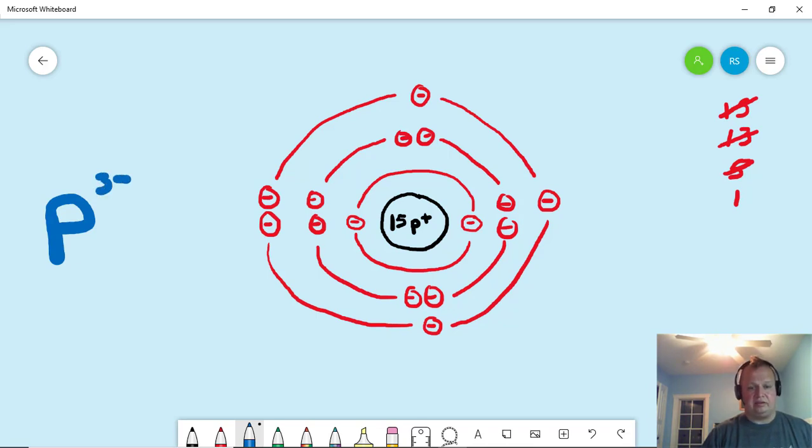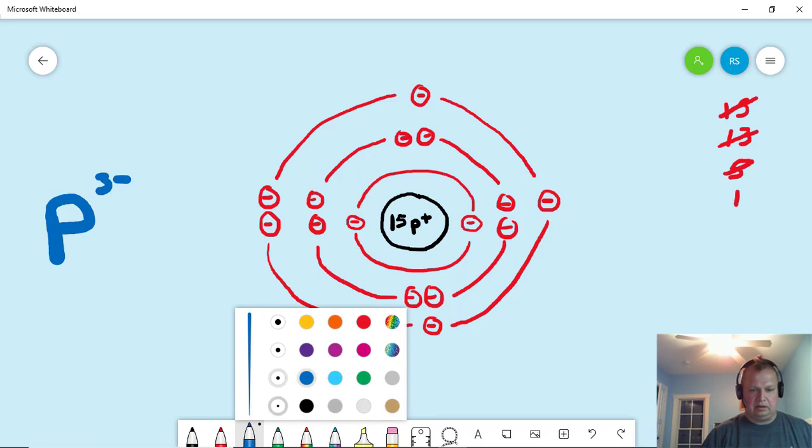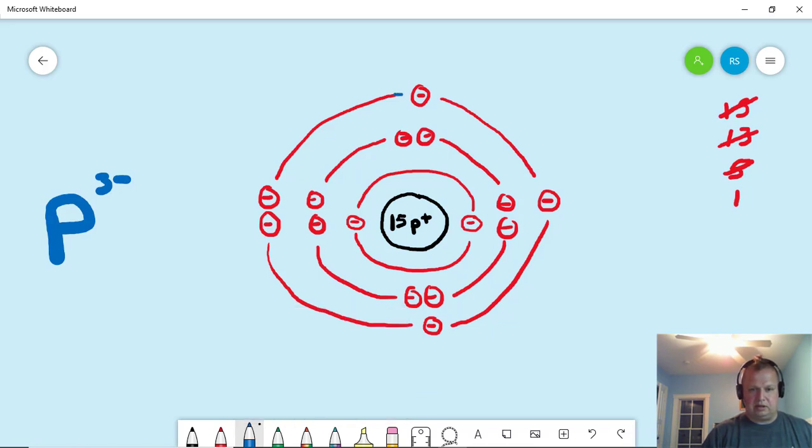So we're going to add 3 electrons to this thing. I'm going to add those in blue just so we can see the new ones. Because this outer ring already had a bunch, I'm just going to pair them up because they have to. So that's my new Bohr model for phosphorus with a -3 charge.